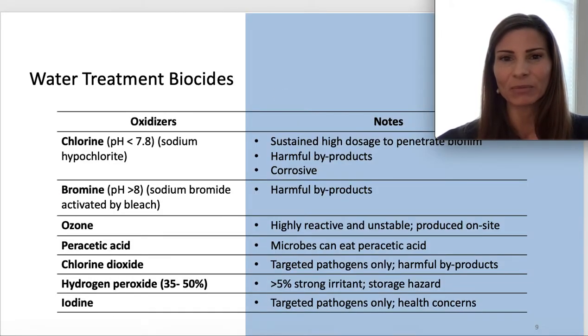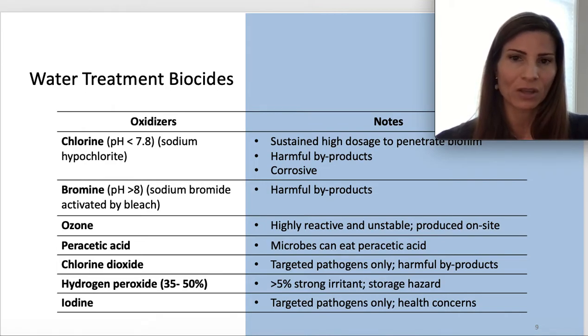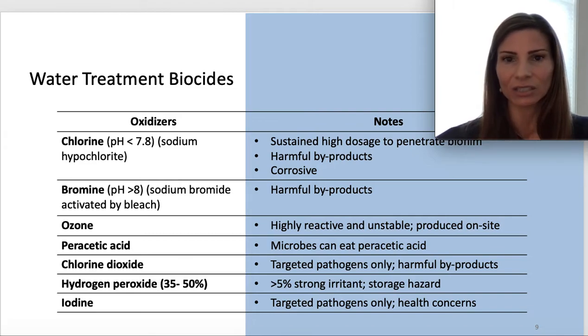Here I will outline the most commonly used biocides that are oxidizers, that work by oxidizing essential parts of microbes. Chlorine is the most common treatment for systems below pH 7.8. A sustained high dosage is needed to penetrate biofilm. Chlorine gas, however, is hazardous, and chlorinated organics are suspected carcinogens. Chlorine is also corrosive to stainless steel and copper.